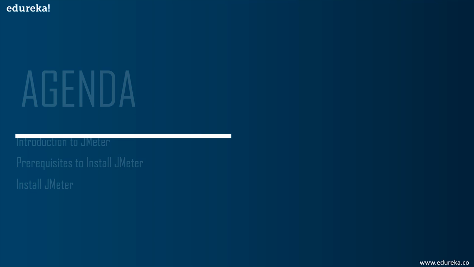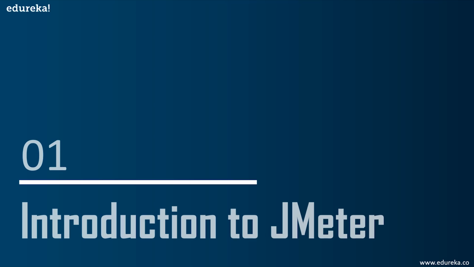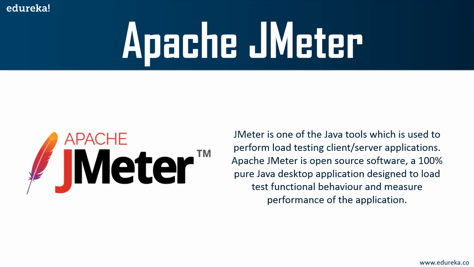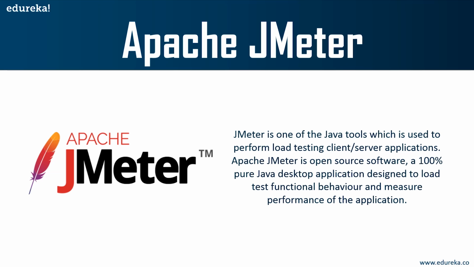So let's get started. What is JMeter? JMeter is one of the Java tools which is used to perform load testing of client or server applications. Apache JMeter is open source software which is also a 100% pure Java desktop application, and it is designed to load test functional behavior and measure performance of the application.